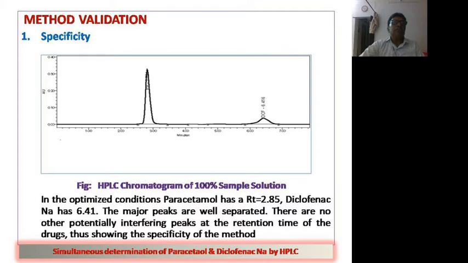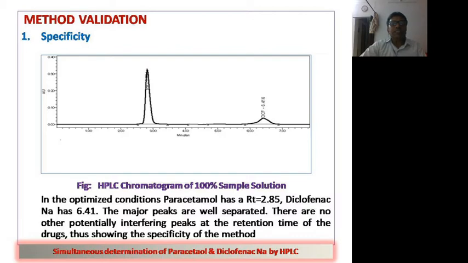Once the method has been developed, validation of the method is very important. Some validation parameters are given, like specificity and linearity. The first validation parameter is specificity. In the specificity I have taken the chromatogram of 100% sample solution. The sample solution has been prepared and the chromatogram shows better separation of the two analytes from each other.